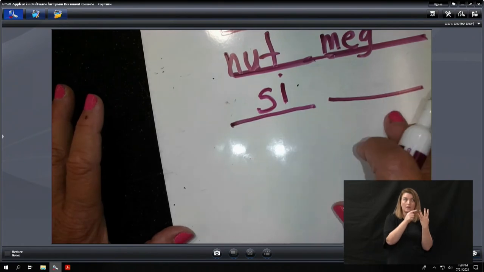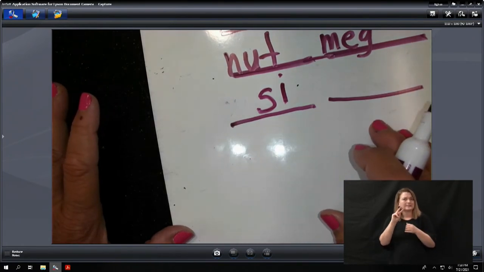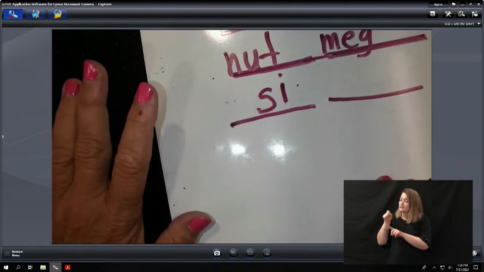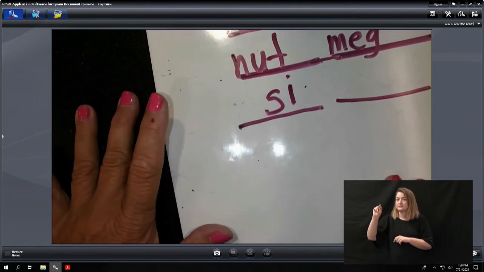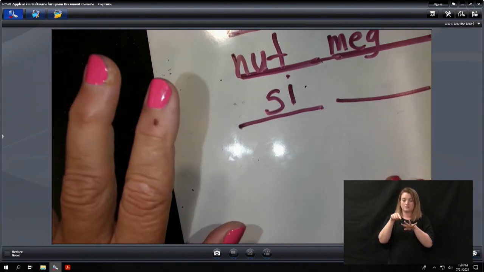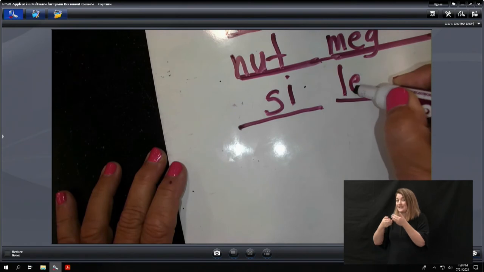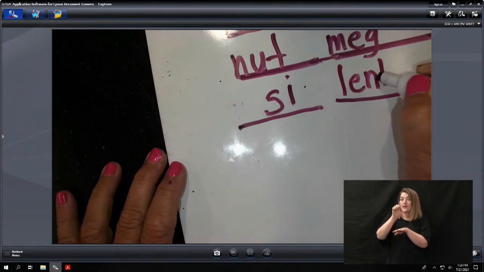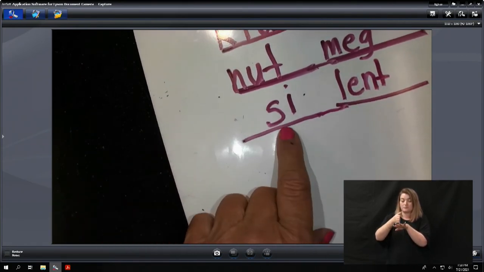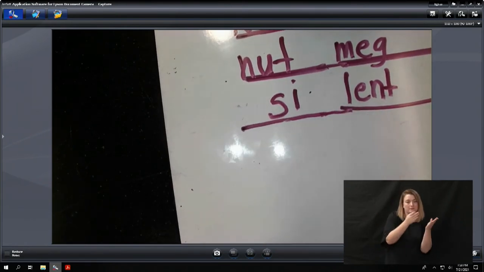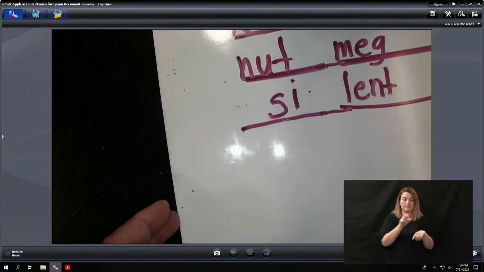The word is silent, so what's the second syllable? Lent. This is a little tricky. Let's see if we can do it. L-E-N-T. That is an ending blend, one sound on each finger. L-E-N-T. Okay, so what kind of syllable is this? Open. And what is this? Closed. Okay. I'm going to do one more that's kind of clear cut, and this is a compound word.